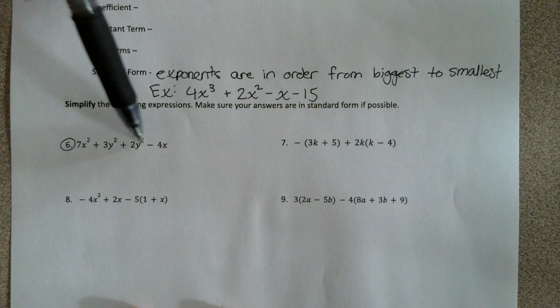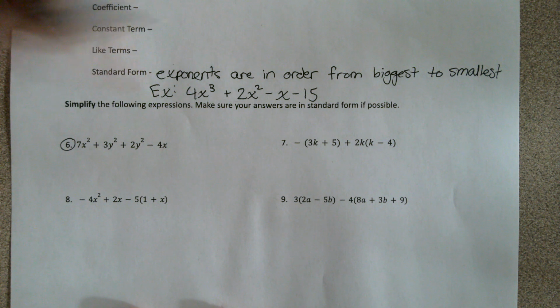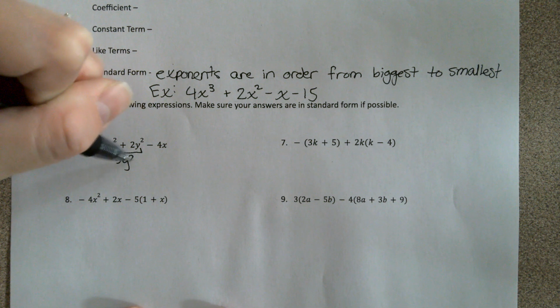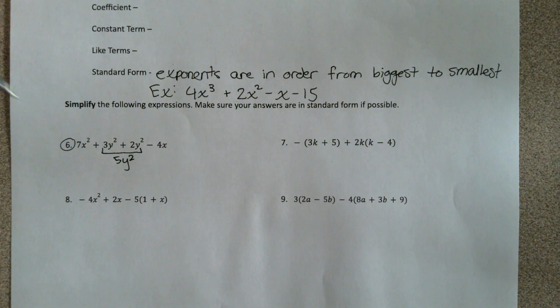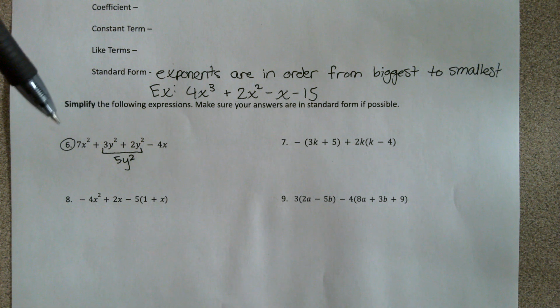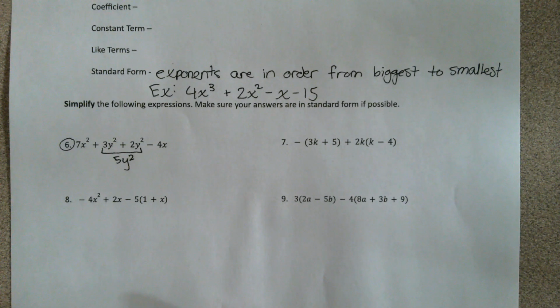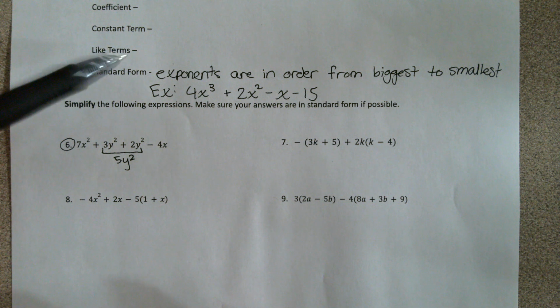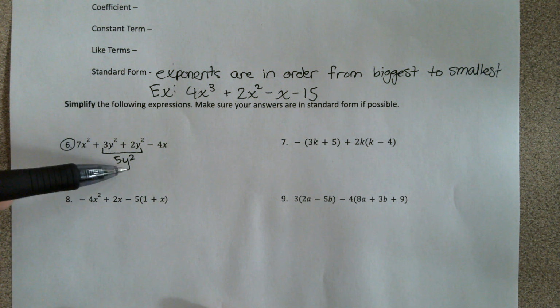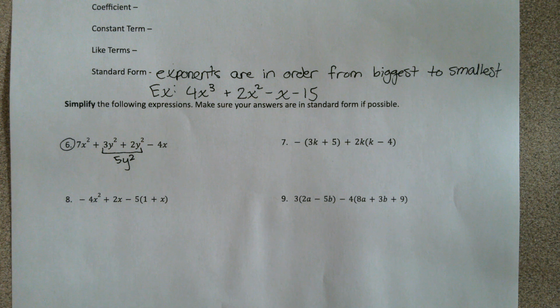Here we have y's on both of these, and they're both squared, so I can combine this. 3y squared plus 2y squared is 5y squared. For my final answer, I need to make sure that this is in the correct order according to standard form. So you want to make sure that the largest exponent goes first. Well, notice we have 2 with the same exponent, 7x squared and 5y squared. From here, there's another order you want to follow, and that's alphabetical order.